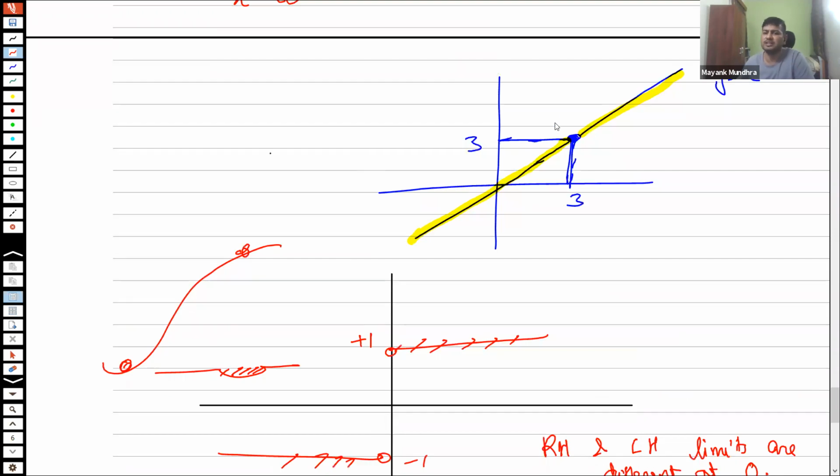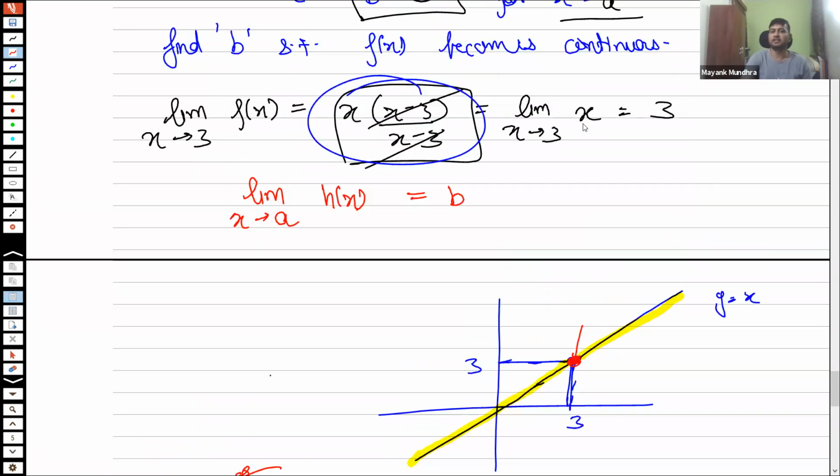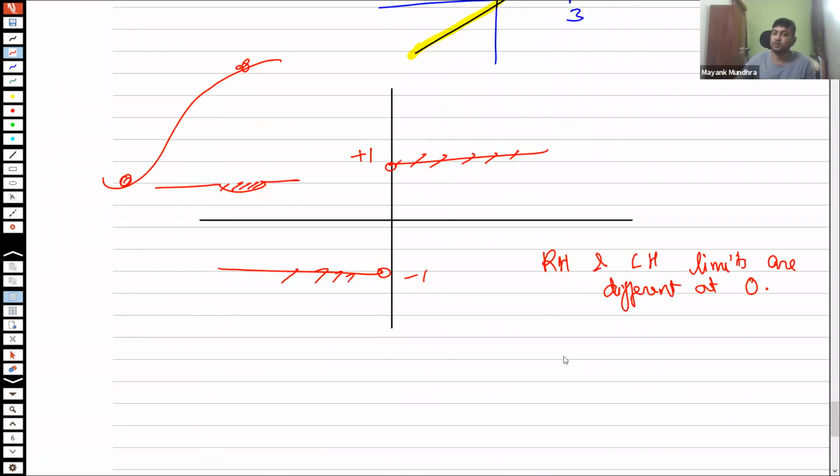So you can imagine what I'm doing here. There was a small pothole here. Everywhere else it was no problem, continuous. So I plugged this pothole by defining this function as the value of the limit at this point, and then this function becomes continuous. But in the Signum function, I cannot do this. So this discontinuity cannot be removed.